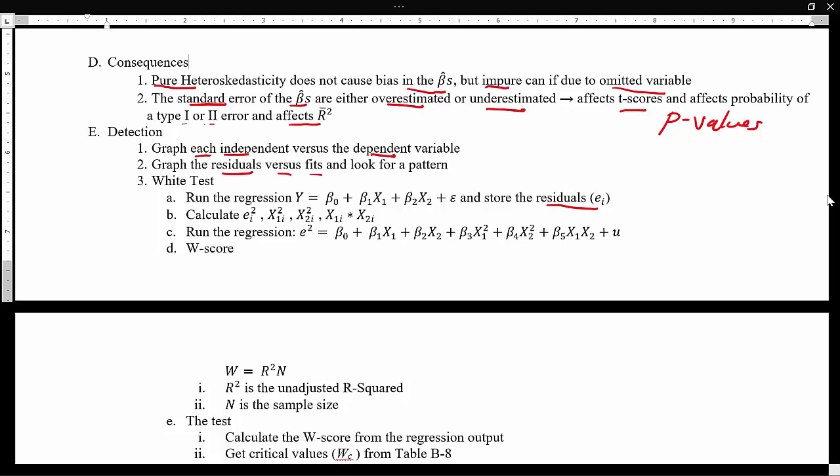We then calculate the residual squared. For each x, we calculate the squared term of x, and then we calculate each interaction term. So in this case, we only have two x variables, which means there's only one interaction term. How many interaction terms you have is k choose 2. Run the regression with the squared residual as your y variable. You want to keep each of the x's in there, and also the x squareds and the interaction term.